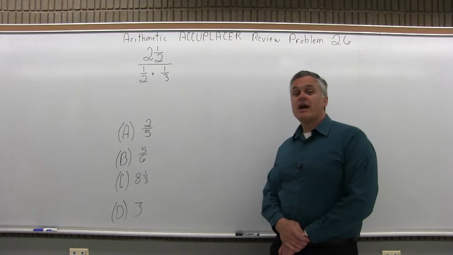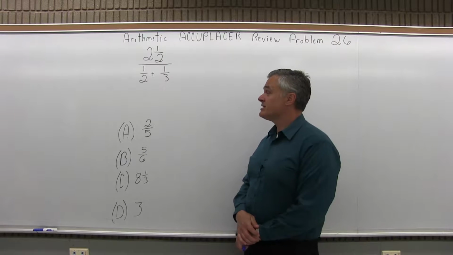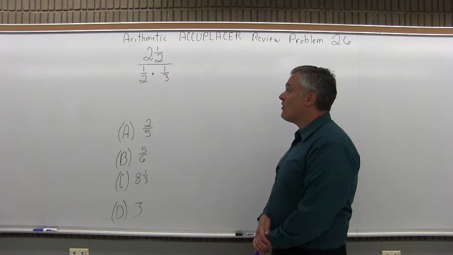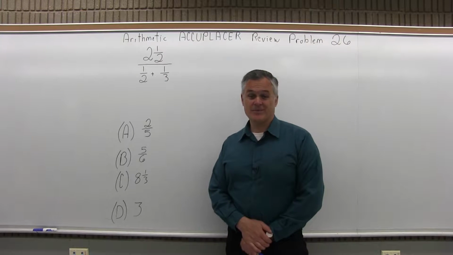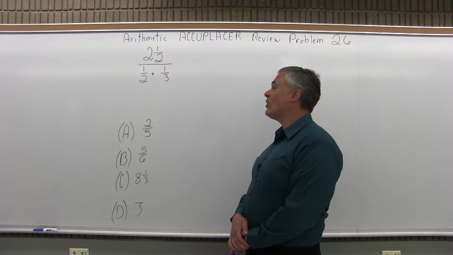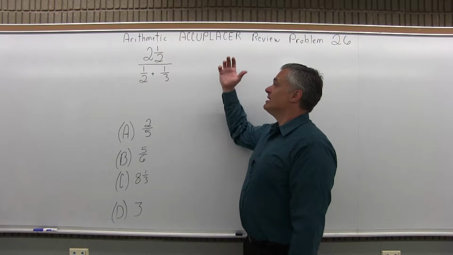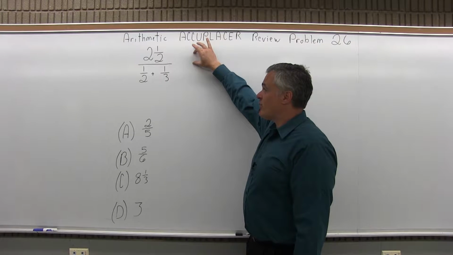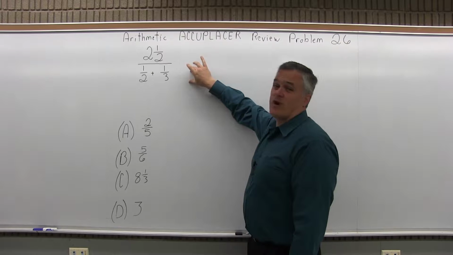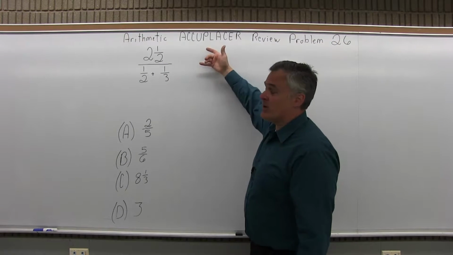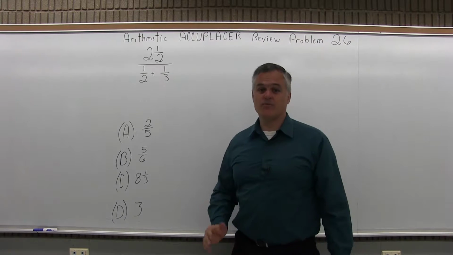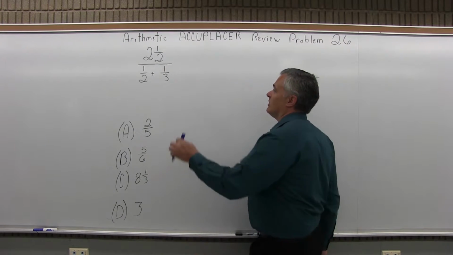This is the Arithmetic ACCUPLACER Review, Problem 26. We have 2.5 over a half plus a third. That's an awful looking problem. It's not really as bad as it looks. What I want to do is get this so that I have one fraction on top and one fraction on the bottom, and then take that bottom fraction, flip it or invert it, and multiply times the top. So that's going to be the goal.